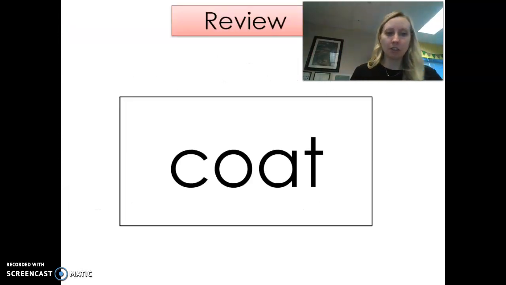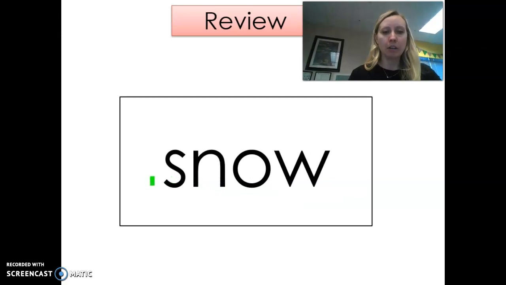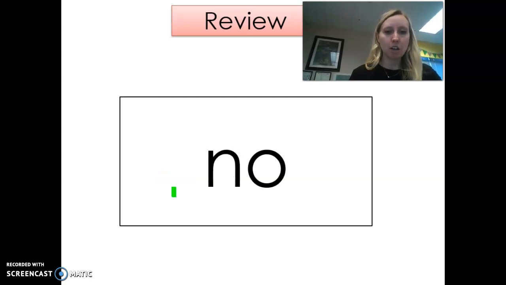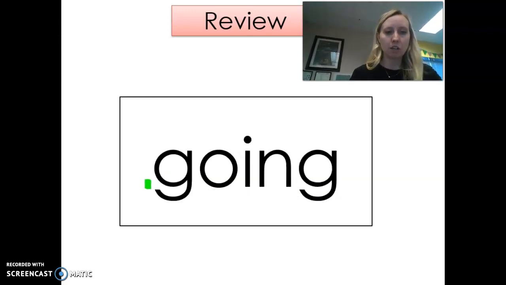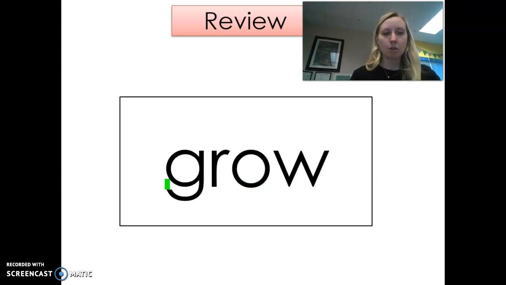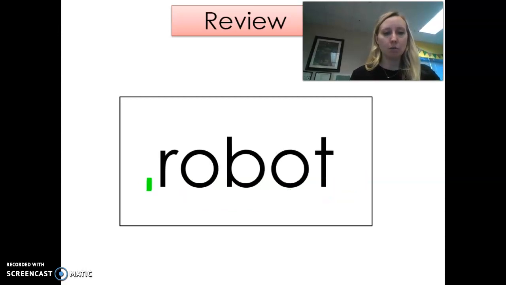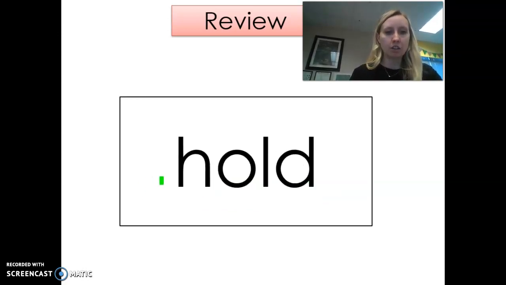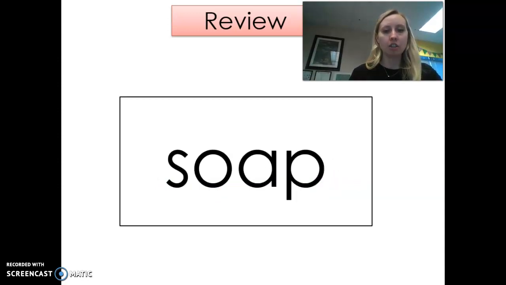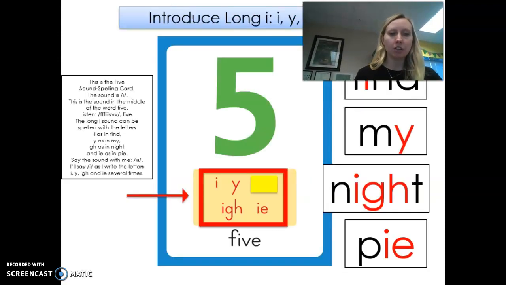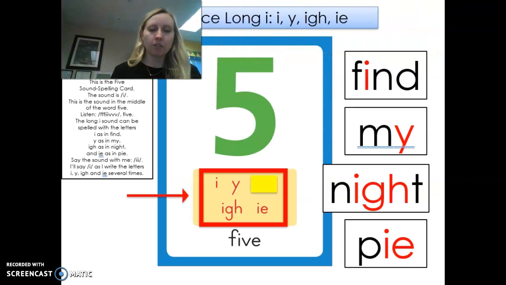Okay, so last week we learned about long O patterns. So I'll give you 3 seconds for these words. 3, 2, 1, coat. 3, 2, 1, snow. 3, 2, 1, toes. 3, 2, 1, no. 3, 2, 1, going. 3, 2, 1, grow. 3, 2, 1, coach. 3, 2, 1, robot. 3, 2, 1, hold. 3, 2, 1, soap. 3, 2, 1, told. Okay, so we're done with those for a little bit.